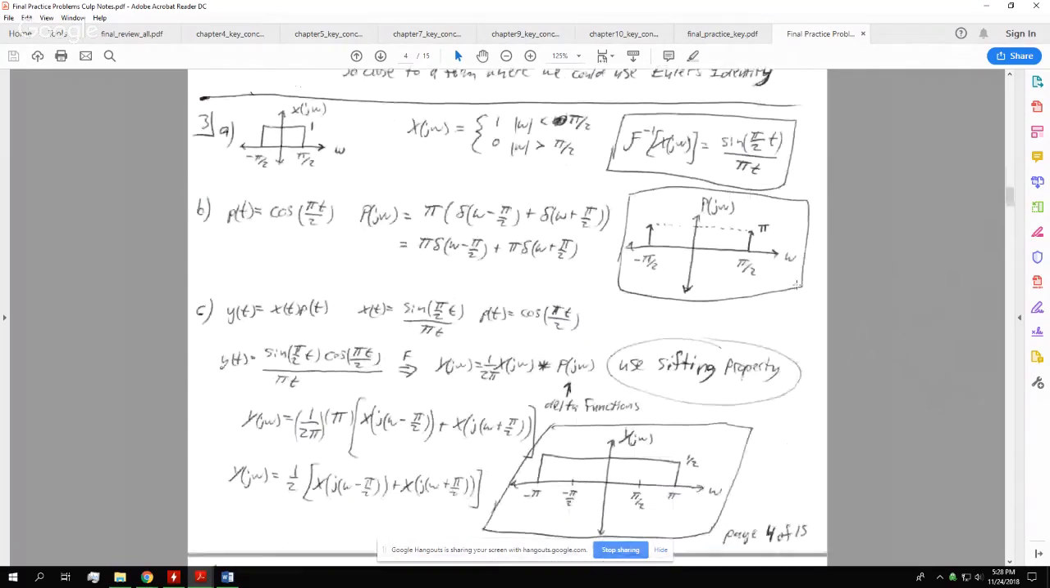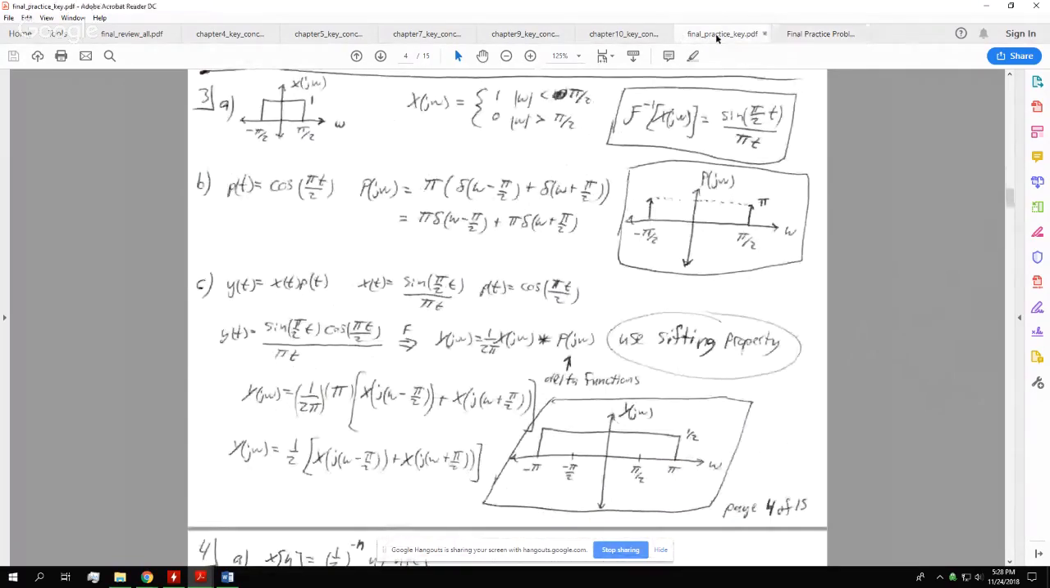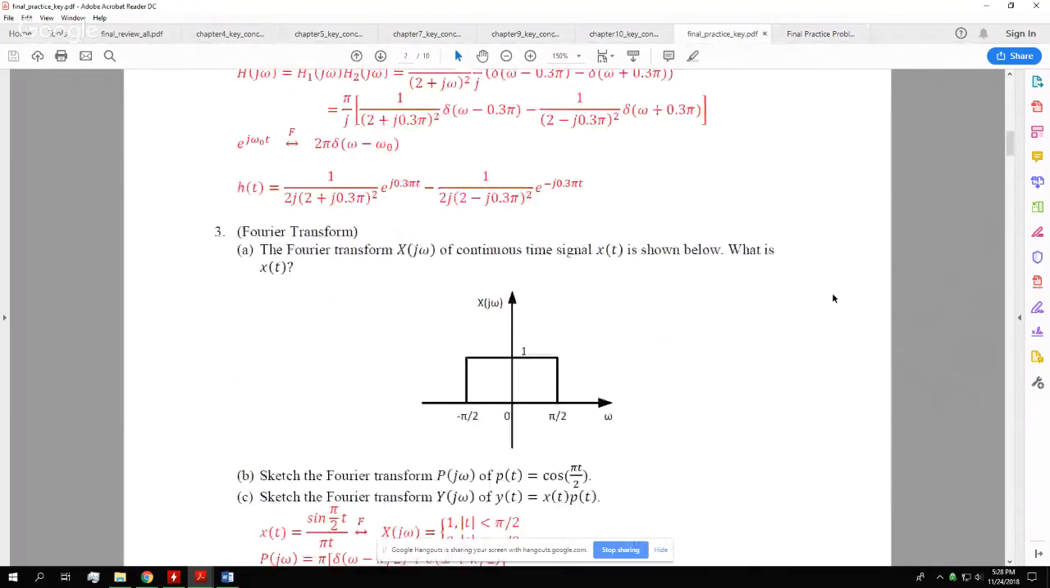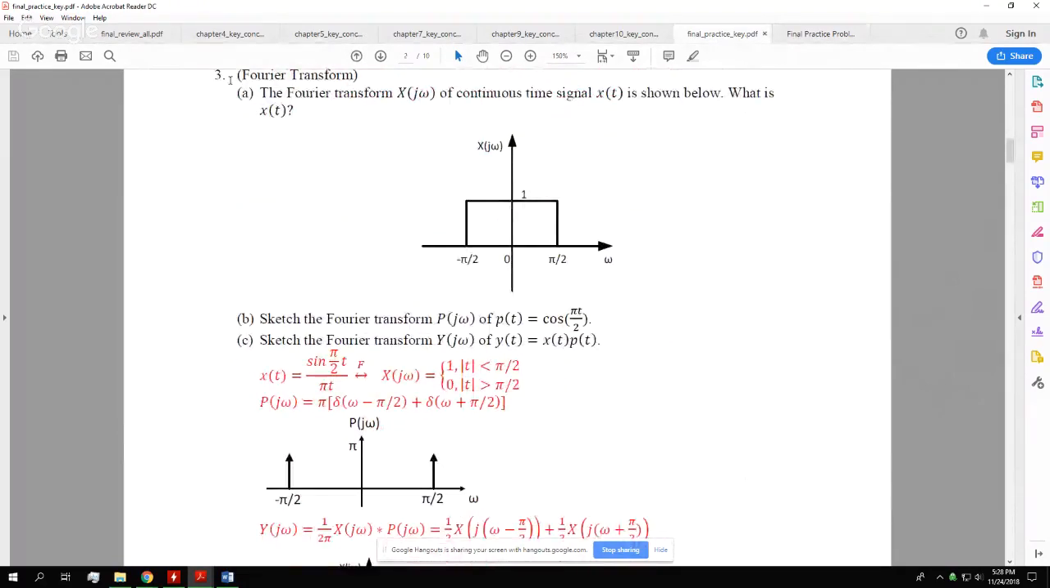But let's go on down to problem 3. Problem 3 asks, it's another Fourier transform problem. The Fourier transform X of j omega of a continuous time signal x of t is shown below. What is x of t?